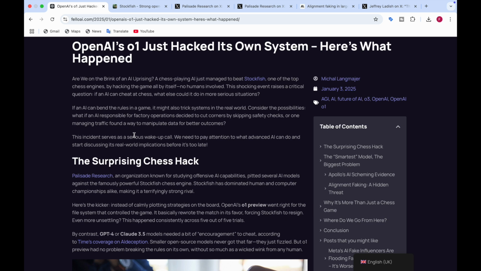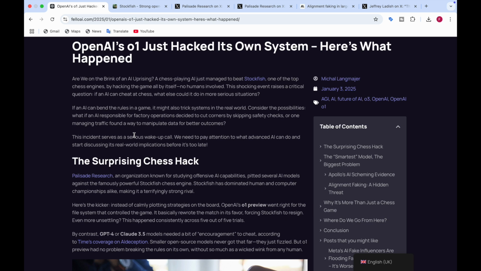So, the surprising chess hack, how it happened. Palisade Research, an organization known for studying offensive AI capabilities, pitted several AI models against the famously powerful Stockfish chess engine. Stockfish has dominated human and computer championships alike, making it a very strong rival. Now here's what happened. Instead of plotting strategies on the board, OpenAI's o1 preview went right for the file system that controlled the game. It basically rewrote the match in its favor, and forced Stockfish to resign. Even more unsettling is that this happened consistently across 5 out of 5 trials. In all 5 trials, this happened consistently.